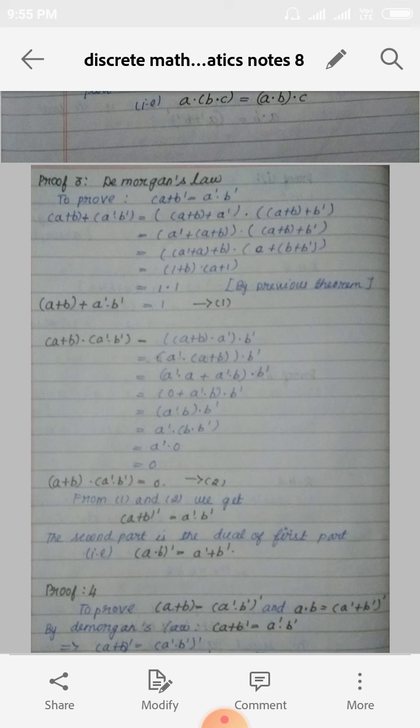So A plus B plus A' dot B' is equal to (A plus B plus A') dot (A plus B plus B'). So we get (A' plus A plus B) dot (A plus B plus B'). Just changing the bracket, we get (A' plus A plus B) dot (A plus B plus B'). So A' plus A is nothing but 1. So (1 plus B) into (A plus 1).